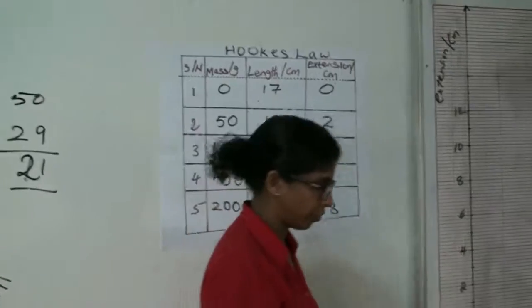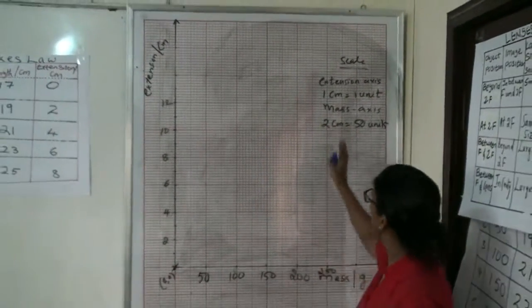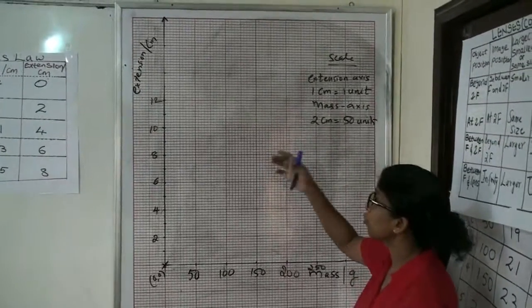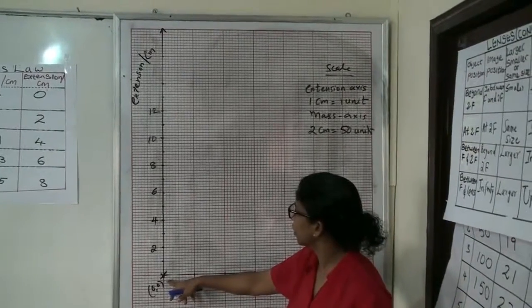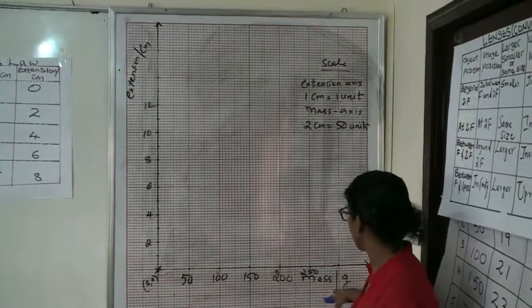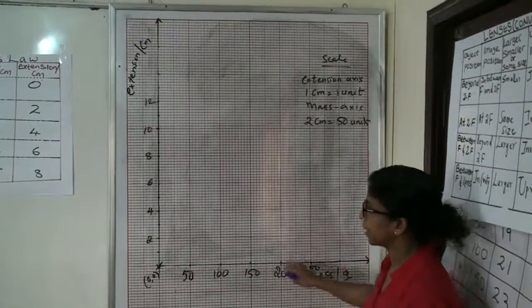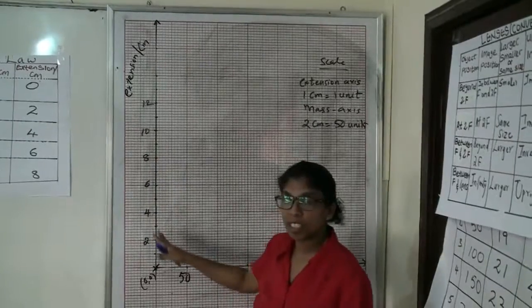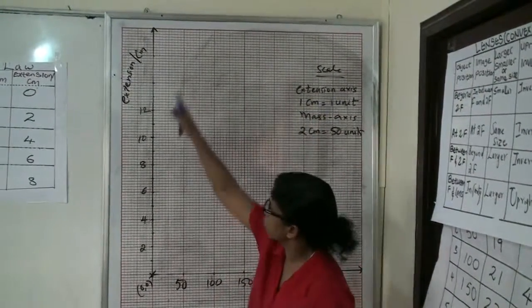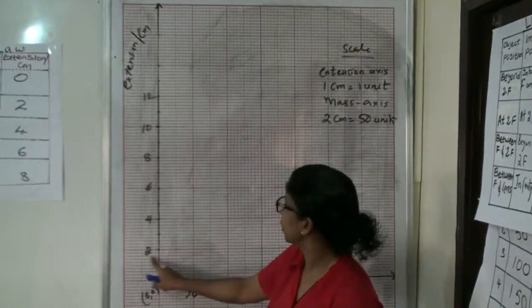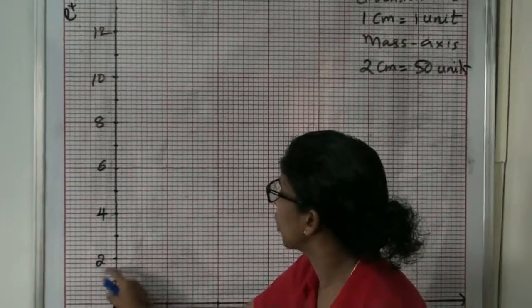So let us draw the graph. To draw the graph, I have already labeled the axes and written the scale also: 0, 2, 4, 6, 8. Mass is represented on the x-axis, and extension is represented on the y-axis. On the extension axis, 1 centimeter is 1 unit.